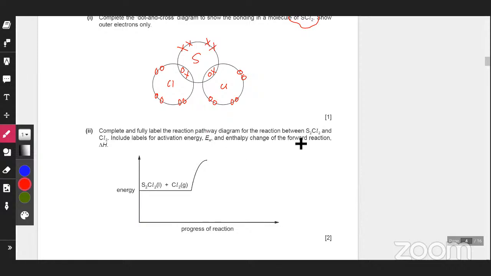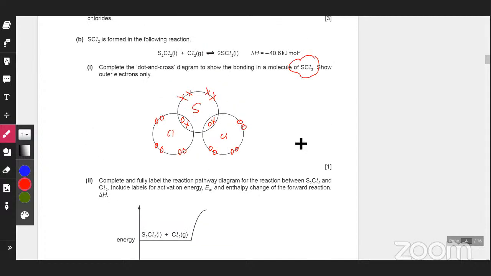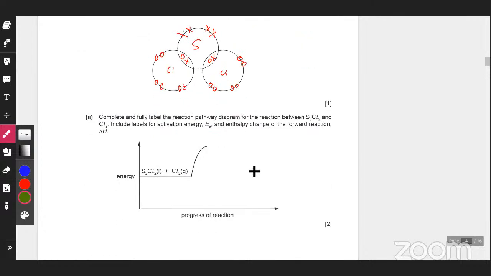Next one is that complete and fully label the reaction pathway diagram for the reaction between S2Cl2 and Cl2. So you had this reaction over here, right at the top. It was an exothermic reaction. The value was -40.6. So that means that your reactants would be higher than your products. It's an exothermic reaction, which means that the delta H would be pointing downwards.